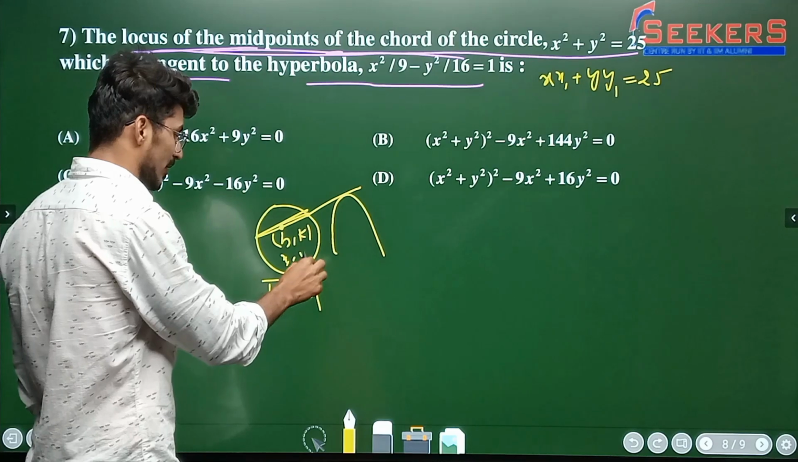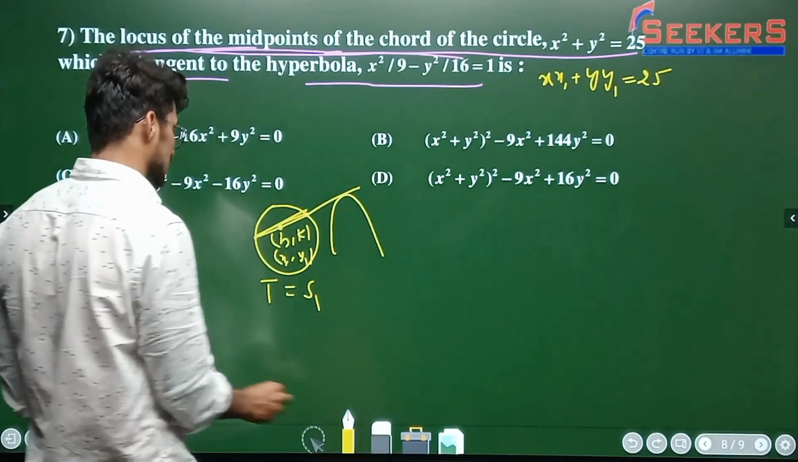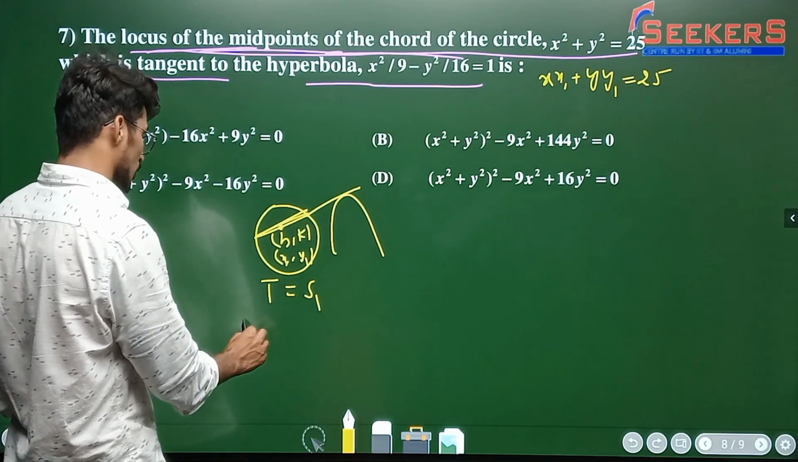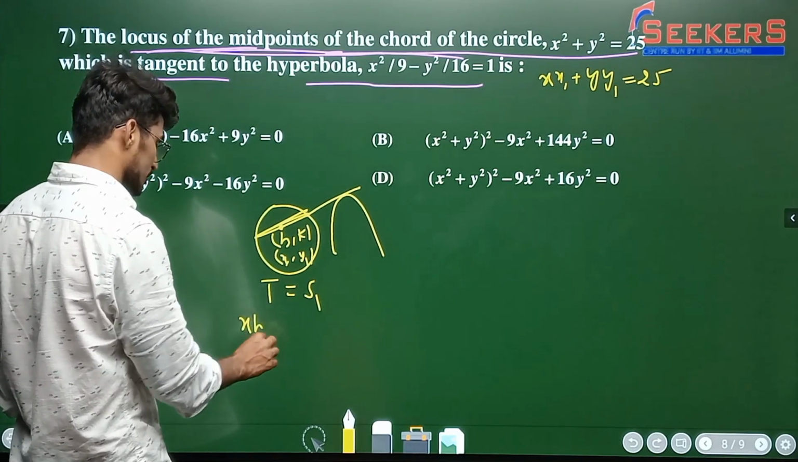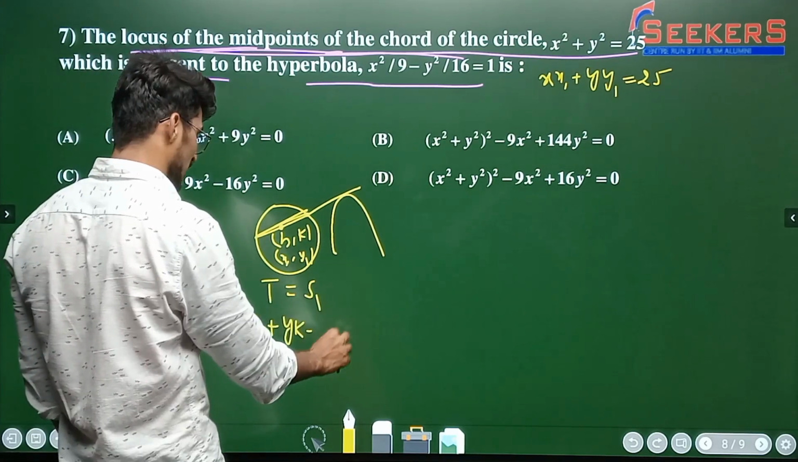This is x1 comma y1. So x1 is h, and y1 is k. Let us substitute there. So T is what now? x into x1 is hx, plus y into y1 is ky, minus 25 in fact.